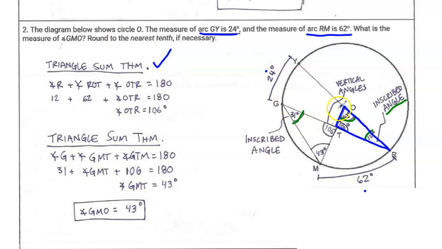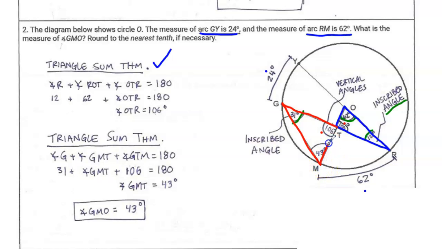Similarly, I also know that there is another triangle over here, this triangle which I will outline in red. I know that this angle is 31 already. I don't know this angle yet, the 43 degrees. I'm going to get that in a second. But I do know this 106 degrees very easily because of vertical angles. This is 106 here, so this is 106 here.